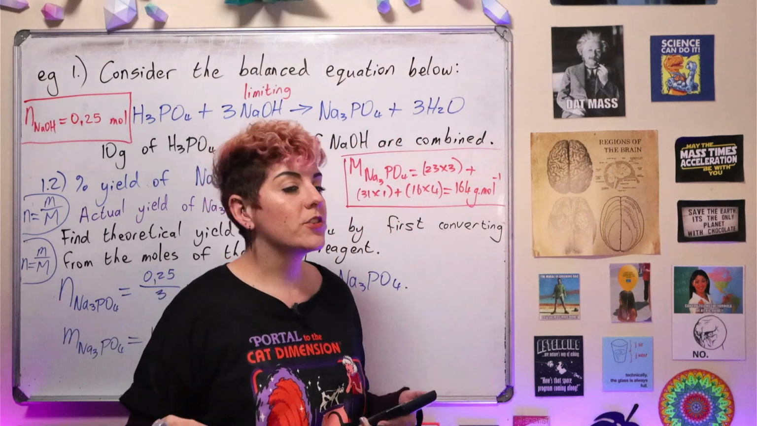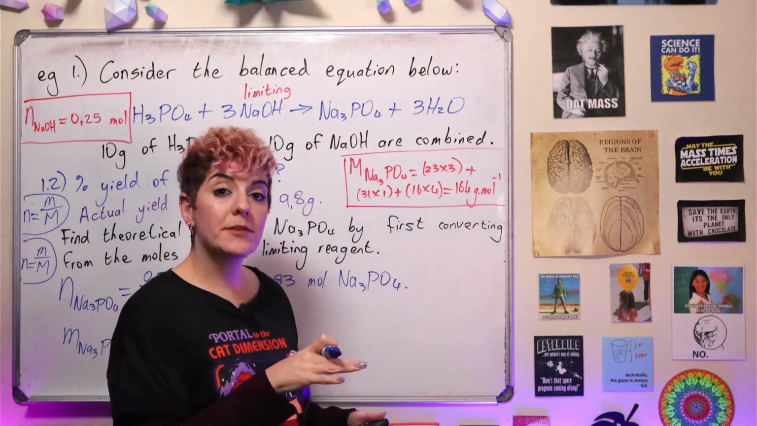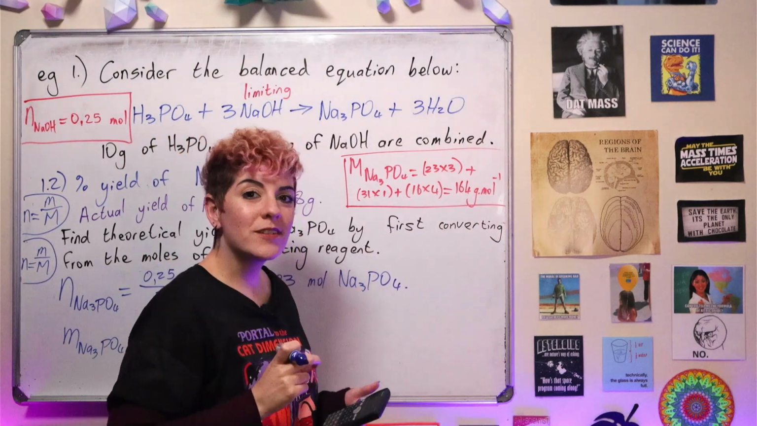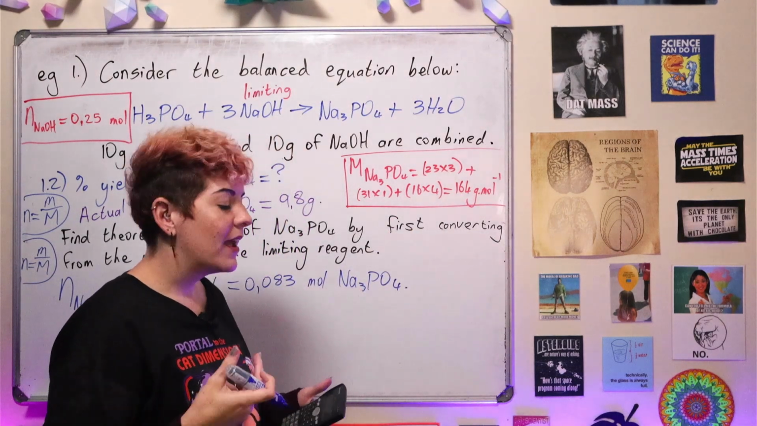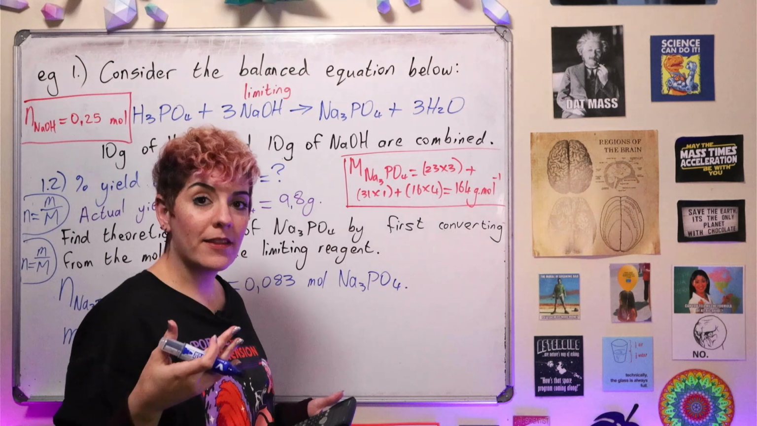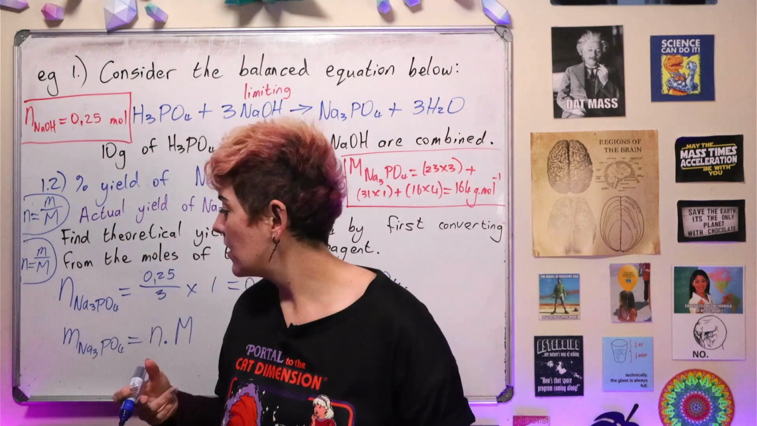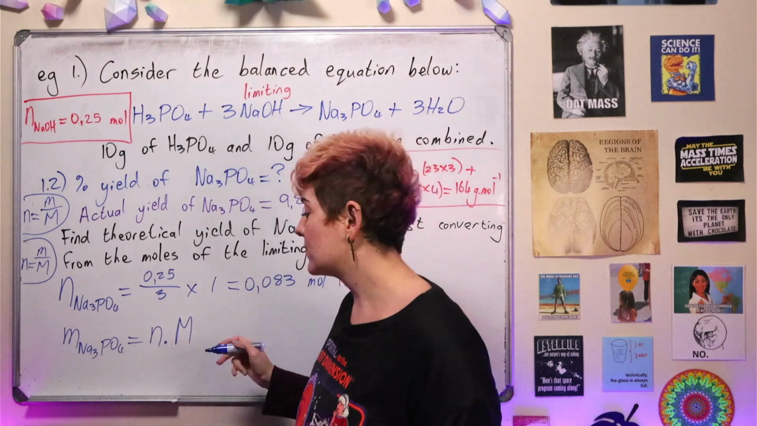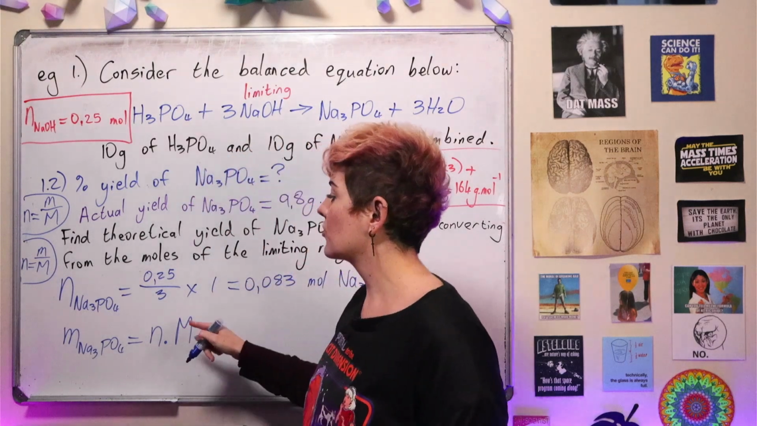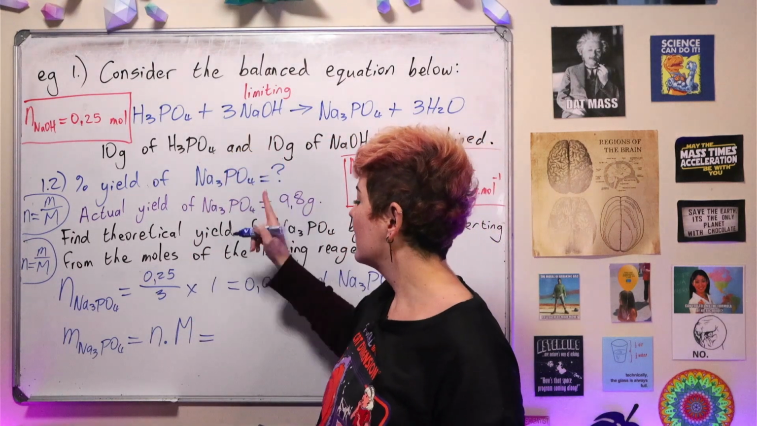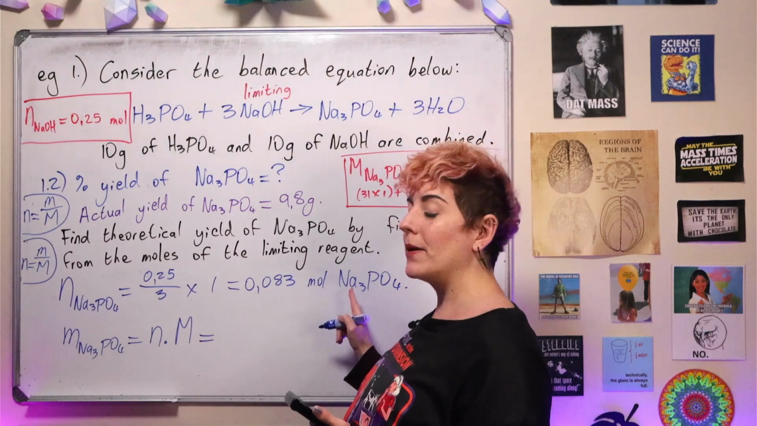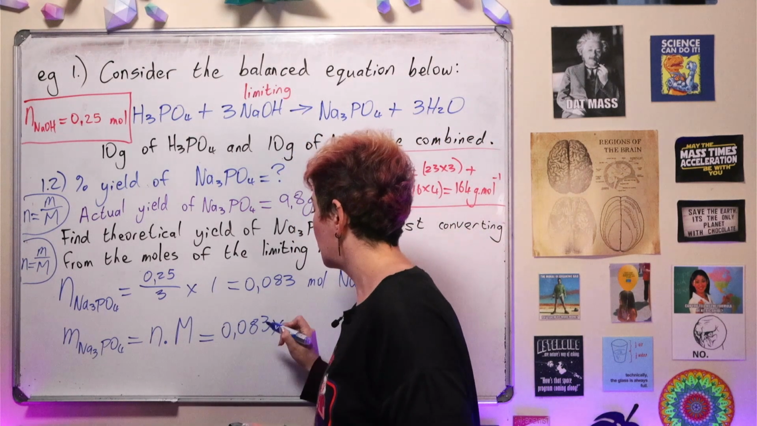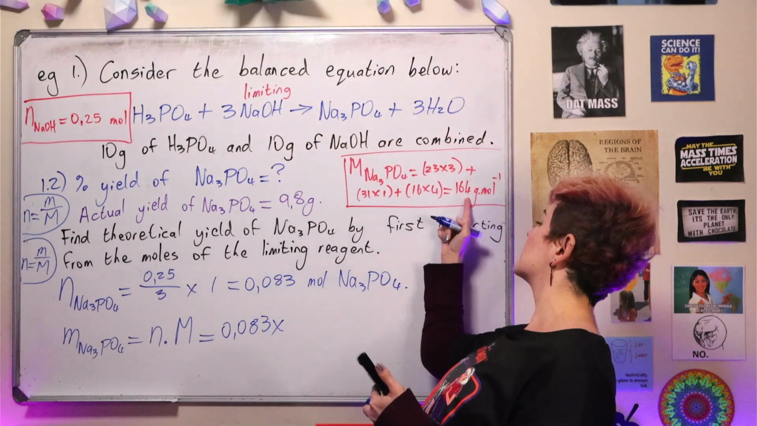And you may have noticed on my board that I've actually preemptively worked out the molar mass of sodium phosphate as 164 grams per mole. And now we're going to use that when we find the mass of sodium phosphate. So as we said, mass of sodium phosphate is moles times molecular mass. And the moles we converted from our limiting reagent, sodium hydroxide. So we take the moles of Na3PO4, 0,083, multiply by our molar mass, 164.